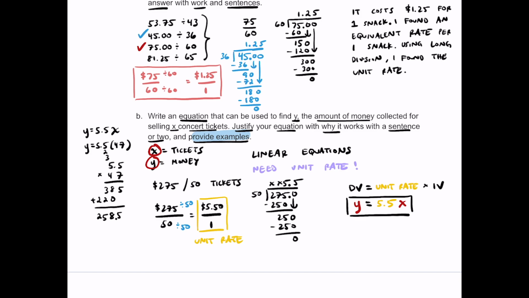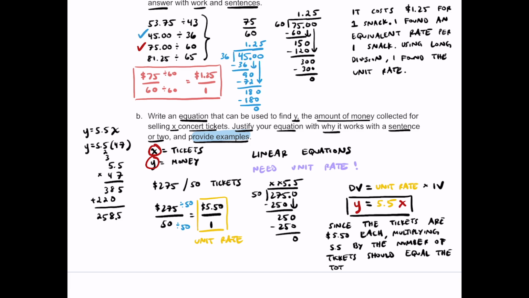Okay, so it says justify your equation with why it works. Well, I guess we can say something like, since the tickets are $5.50 each, multiplying 5.5 by the number of tickets should give the total price, should equal the total amount of money. Either way is fine.